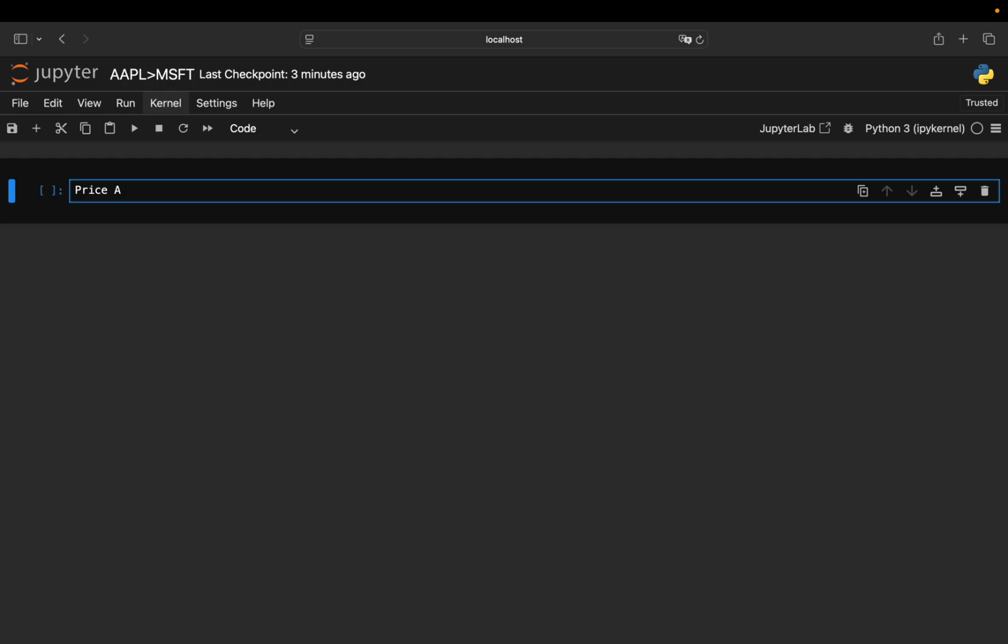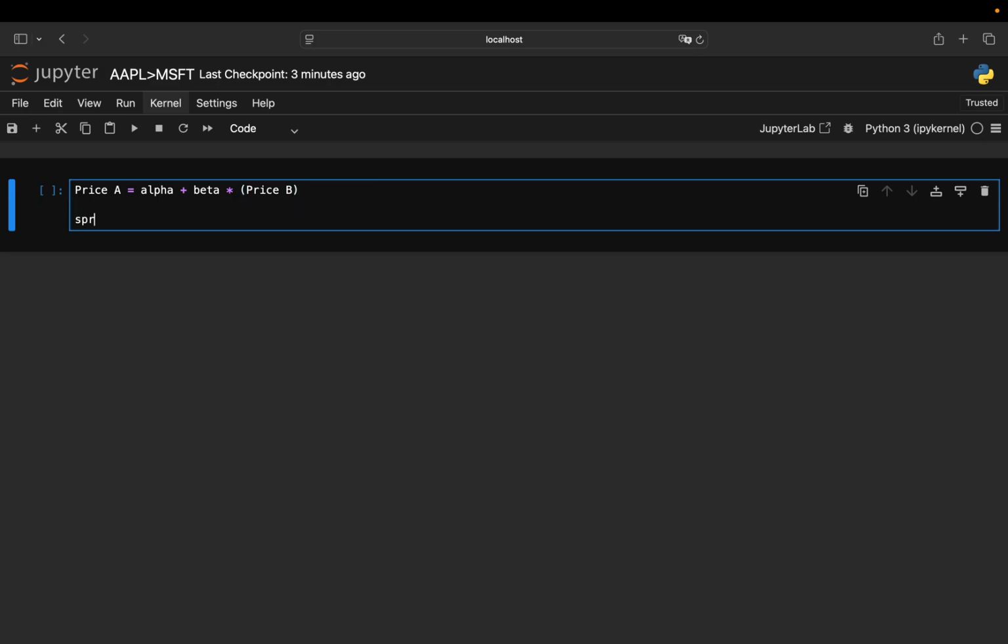Price of A, so Apple for instance, would be alpha plus beta times the price of asset B. In this case, that could be Apple, that could be Microsoft, or vice versa. So the adjusted spread then would be the price of asset A minus, and then this whole term here. That's a way to calculate the spread using linear regression. And this adjusted spread accounts for both the proportional relationship and any fixed differences, providing a clearer picture of deviations from the norm. Now, let's do all of that with Python.